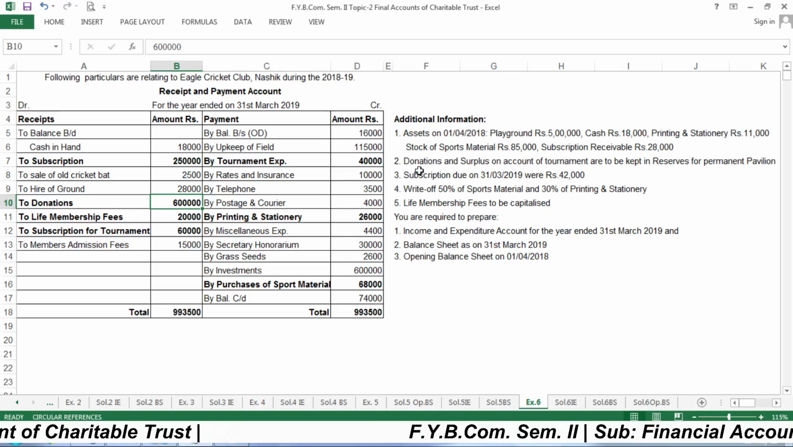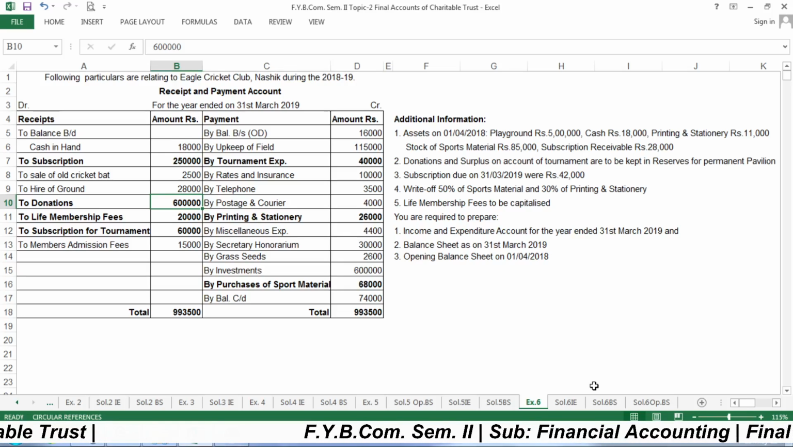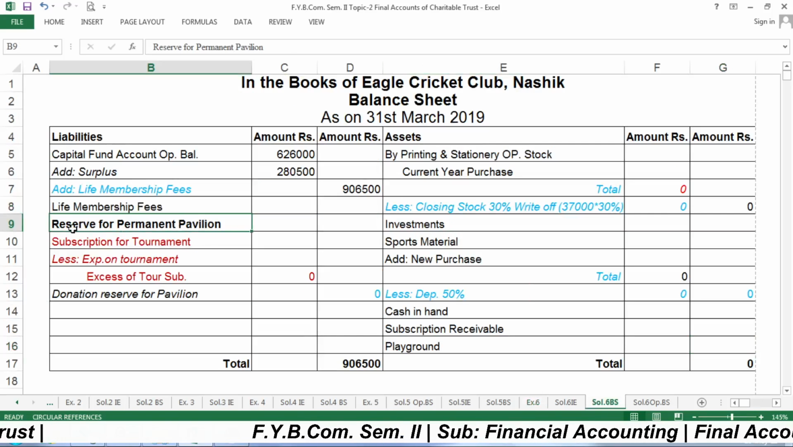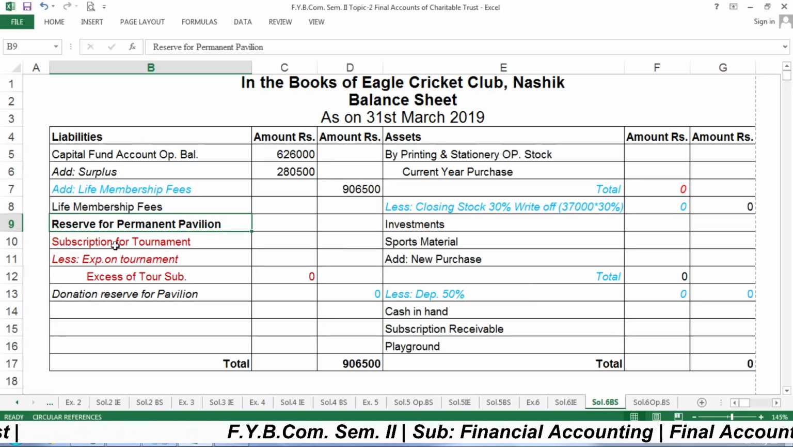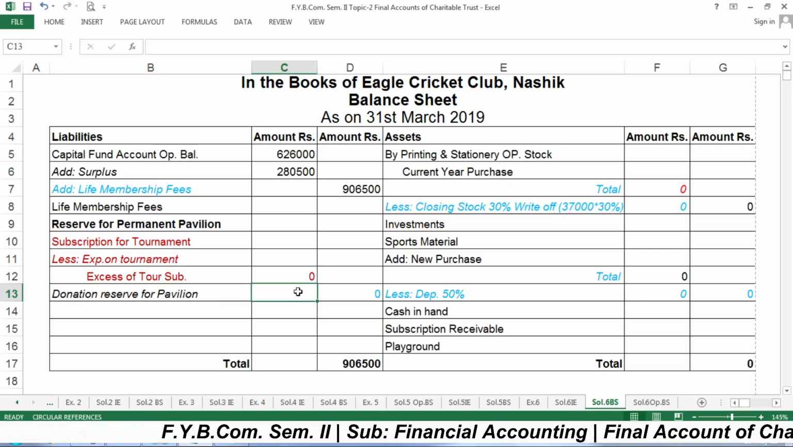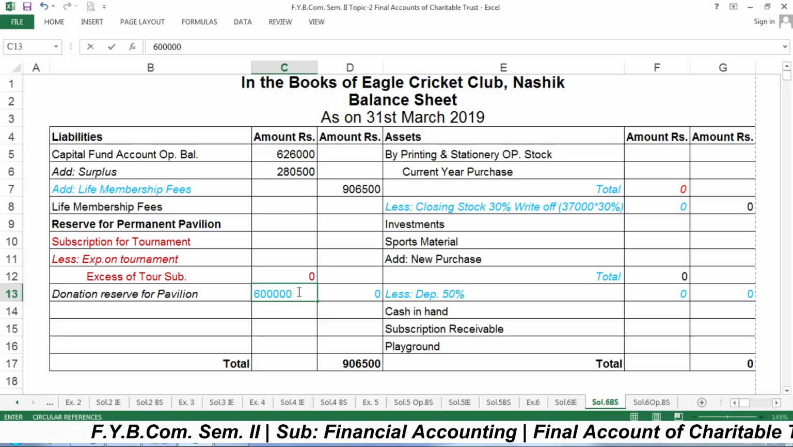The adjustment is adjustment number two: donation and surplus on account of the tournament are to be kept in reserve for permanent pavilion. So these 6 lakhs will be kept aside for the permanent pavilion. That means the amount should be reflected in the balance sheet. So in the balance sheet, you have to write down reserve for pavilion; the subscription for tournament we will consider later. But now we are writing over here donations, that is donations for reserve for pavilion. The amount is 6 lakh.